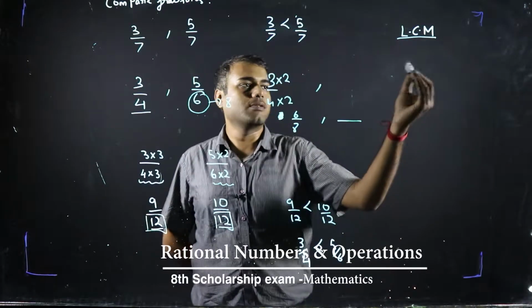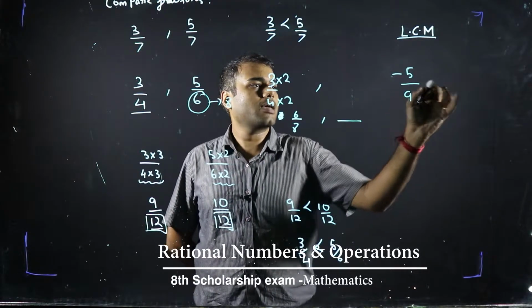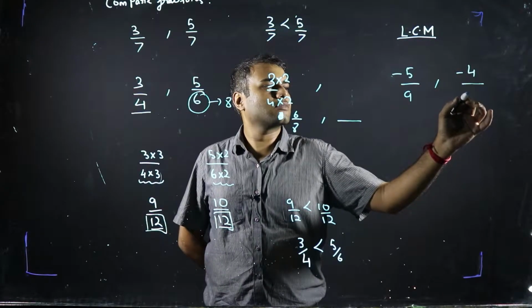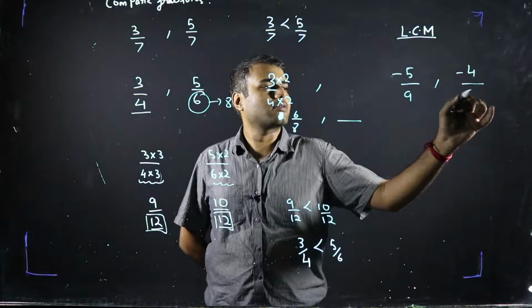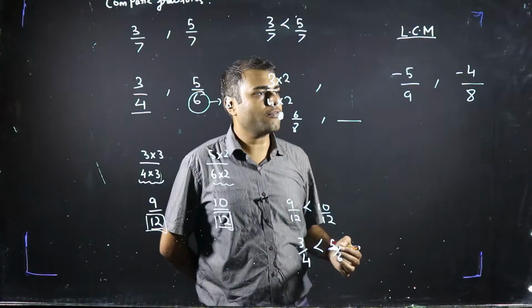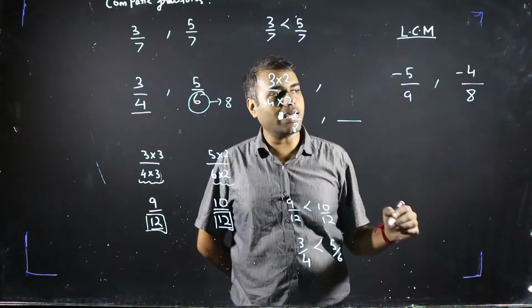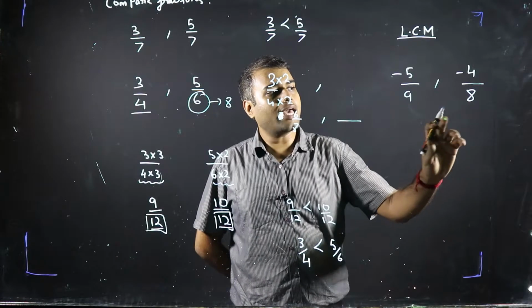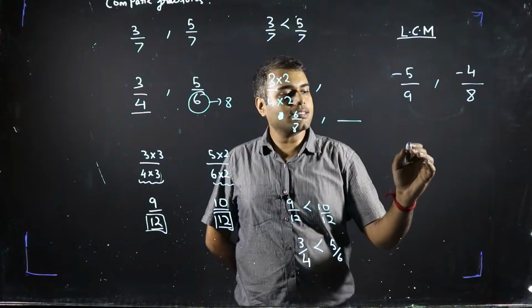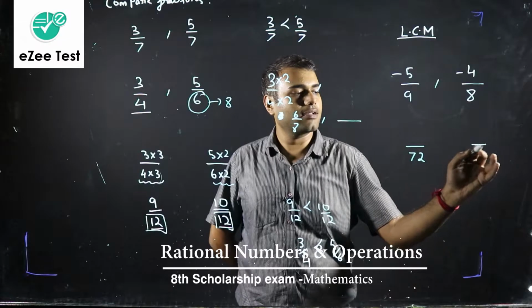Let's take another example. Minus 5 upon, let's say, 9 and minus 4 upon, let's say, 8. Fine. So which one of them is the larger fraction? Again, the denominators are not the same. Let's think about the LCM. What is the LCM of 9 and 8? The LCM of 9 and 8 is nothing but 72, the multiplication of 9 and 8, right?